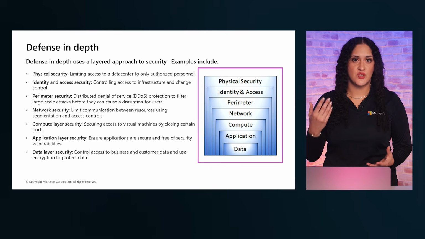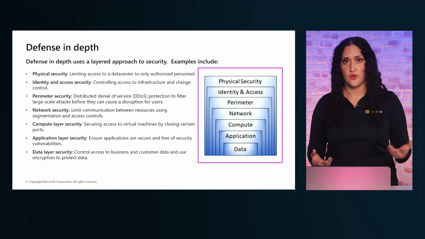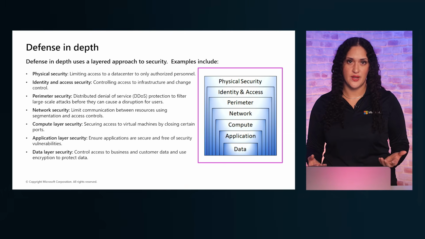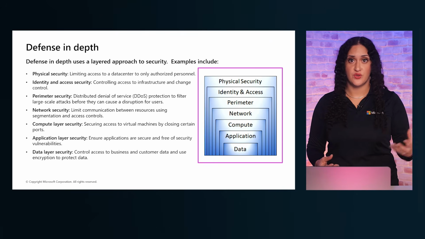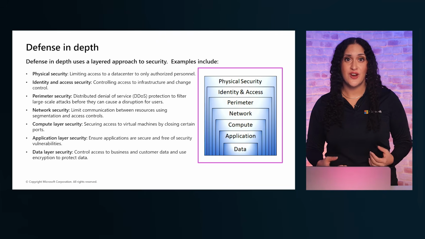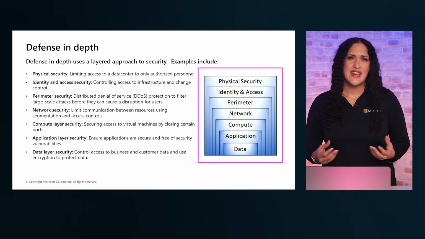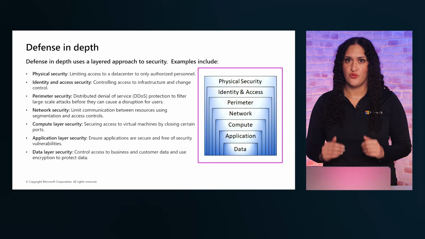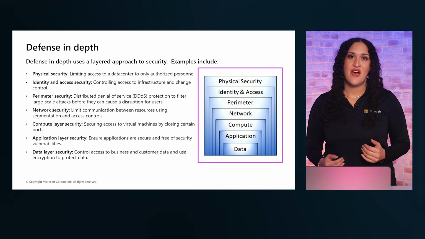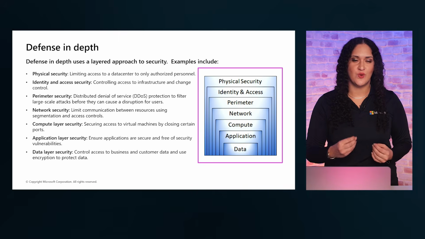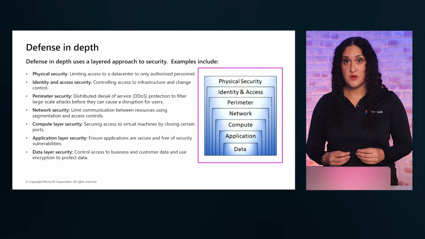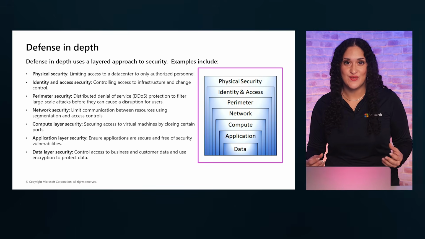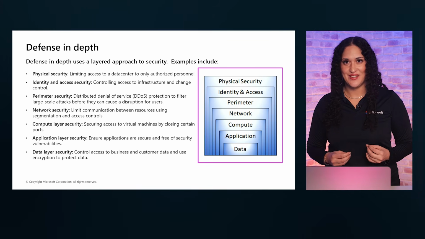For example, access to a data center is restricted to authorized personnel, which is physical security. Users must prove who they are with methods like multi-factor authentication, which falls under identity and access. Networks are segmented to limit movements around the perimeter. Virtual machines are locked down at the compute layer. Applications are hardened against vulnerabilities, and finally, sensitive data are encrypted in the data layer.